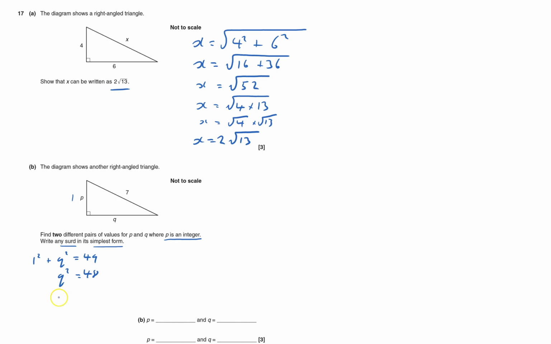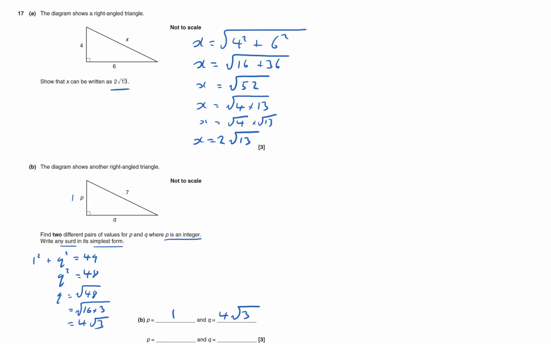I've got to think what goes into there. So q equals the square root of 48. I've got to put it in its simplest form. So I could put 4 times 12, but actually 16 goes into that. So I always put the square number first. So that is 16 times 3, which equals 4 root 3. So you could have 1 and 4 root 3.